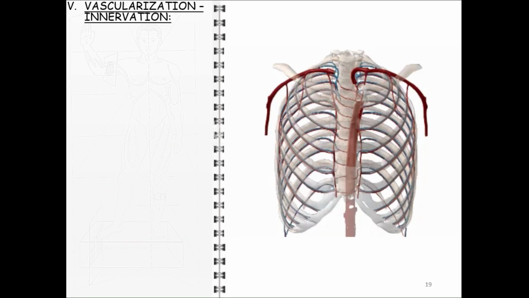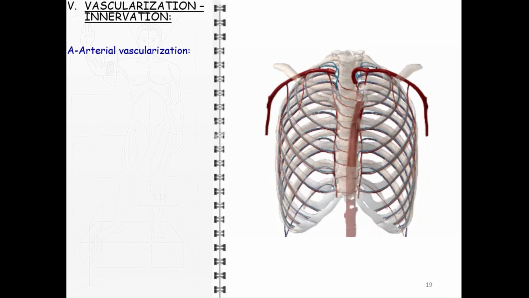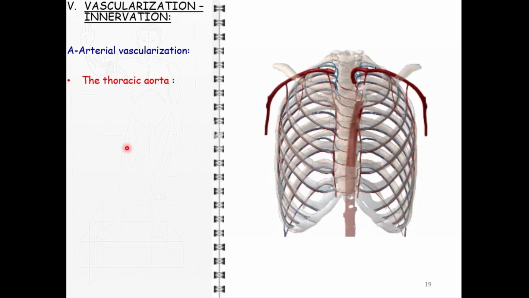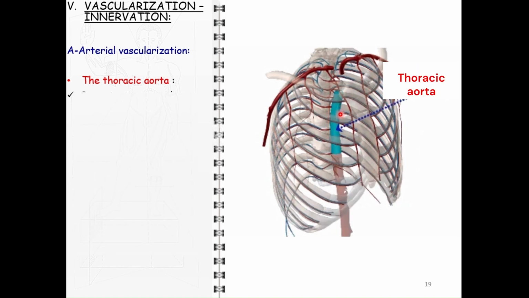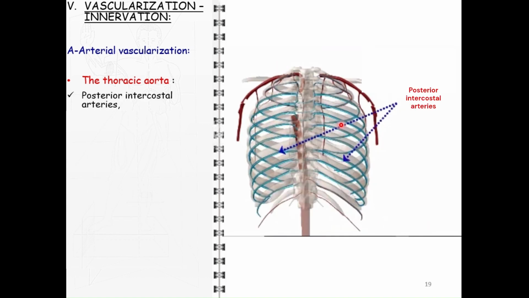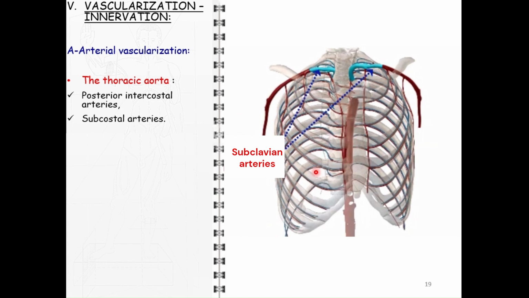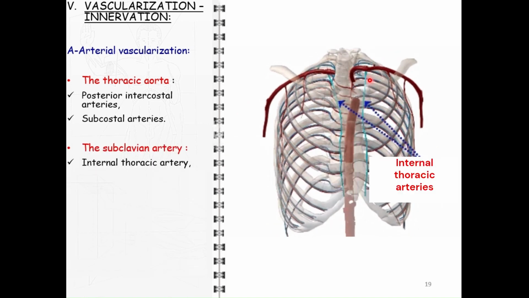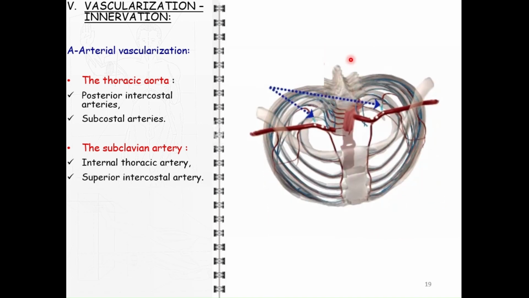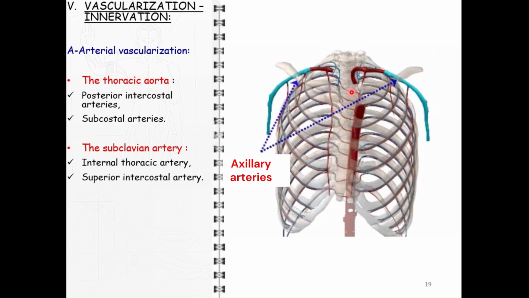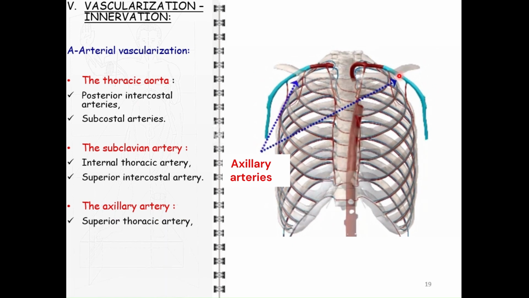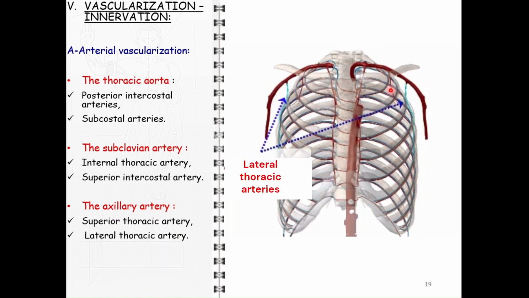Let's now explore the vascularization and innervation of the thoracic wall, highlighting the complex interplay of blood supply and nerve distribution that supports its function. Starting with the arterial vascularization. The arterial supply of the thoracic wall originates from the thoracic aorta via the posterior intercostal arteries and via the subcostal arteries. The arterial supply is also taken charge by the subclavian artery via the internal thoracic artery and via the supreme intercostal artery. Also the axillary artery via the superior thoracic artery and the lateral thoracic artery.